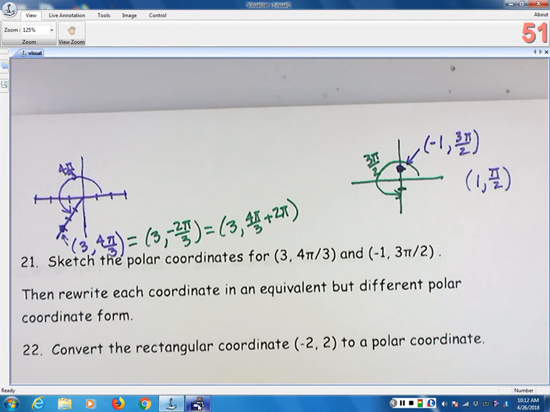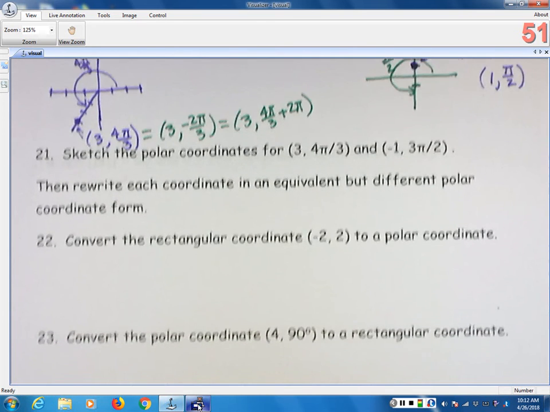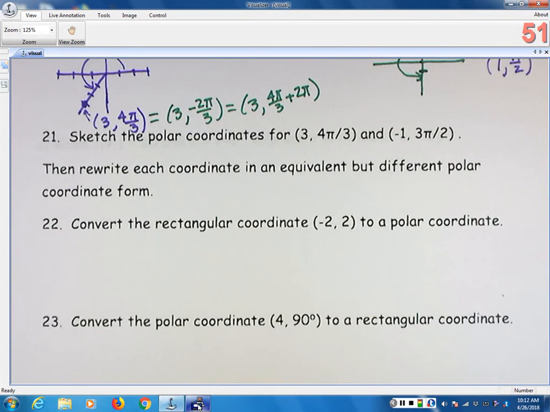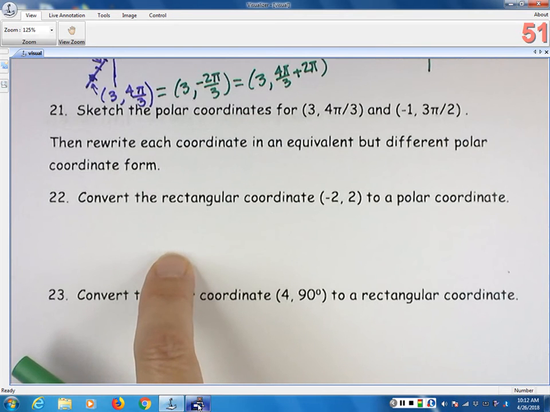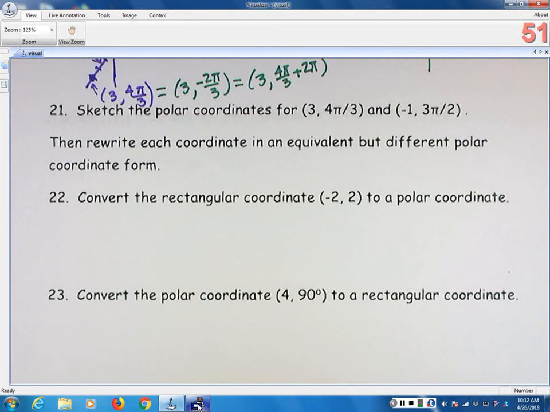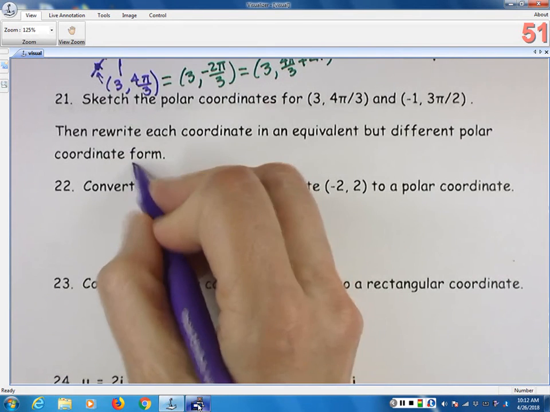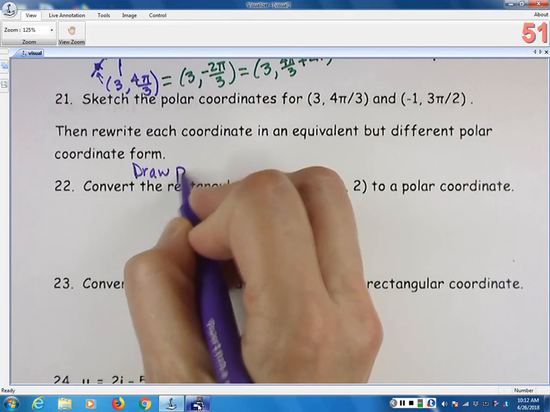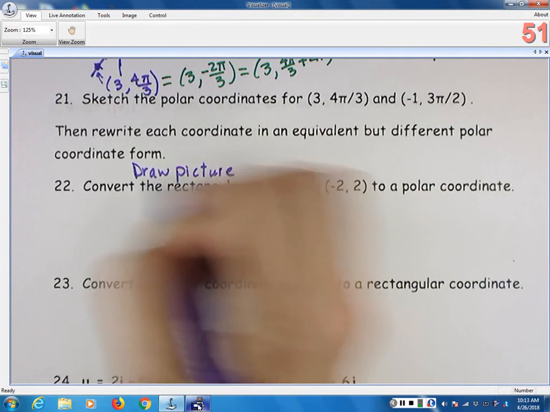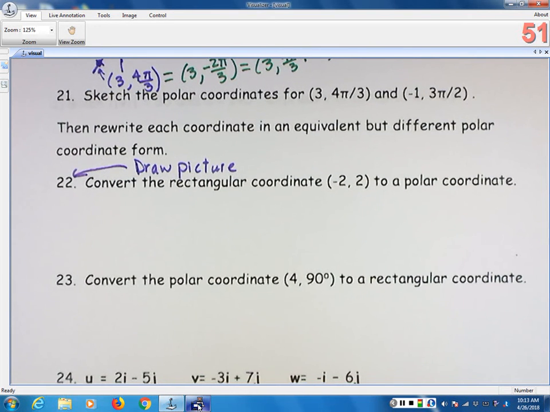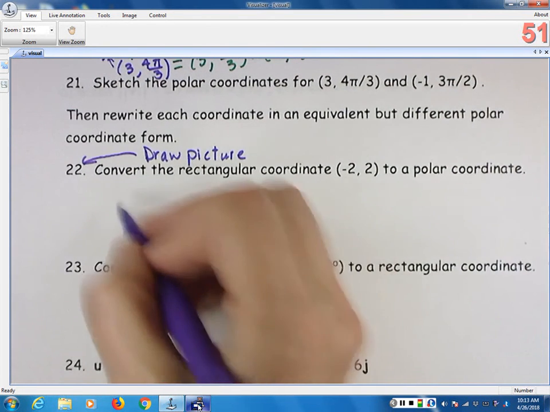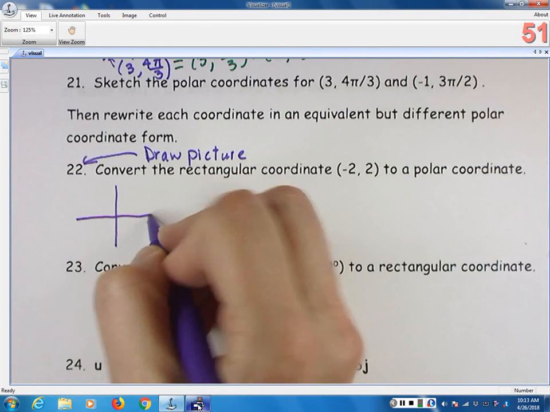All right, convert to polar, convert to rectangular, convert to polar. You need to use the formulas. It says to use the formulas. On this one, you've got to draw the picture to make sure you get it right. It may not tell you to draw the picture, but you can draw pictures whenever you can. If you don't draw the picture, you're likely to get it wrong. And that was part of the step. Draw the picture.